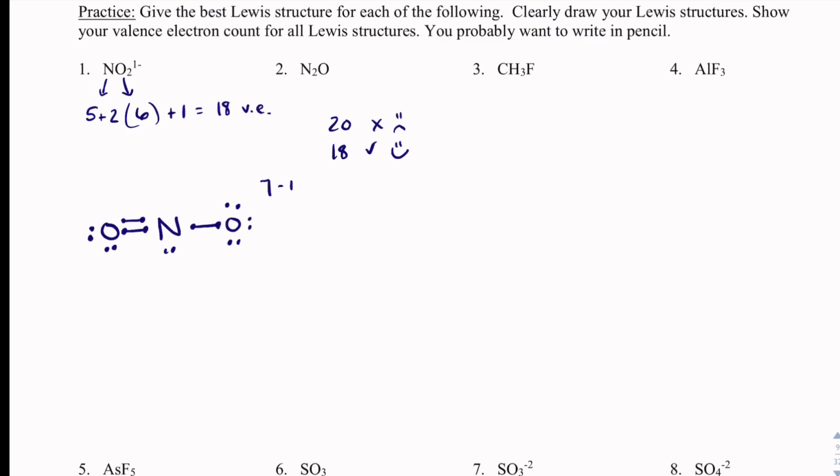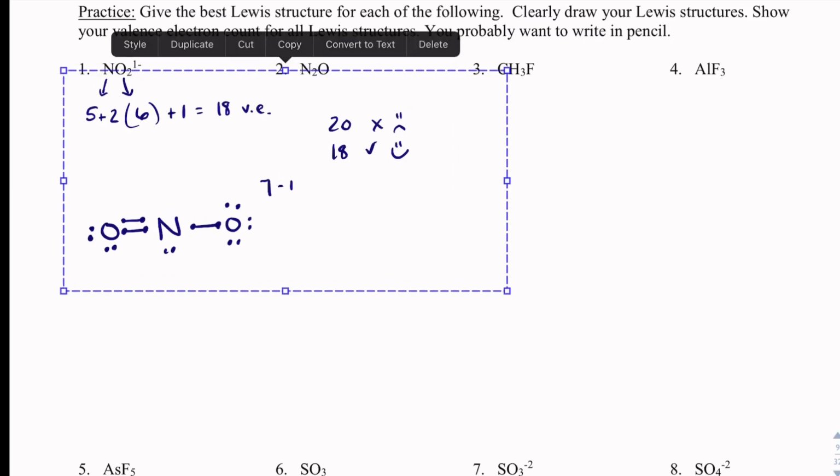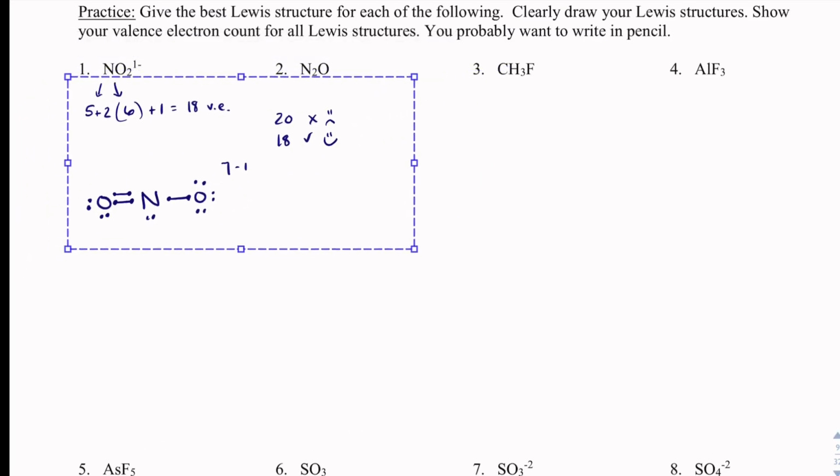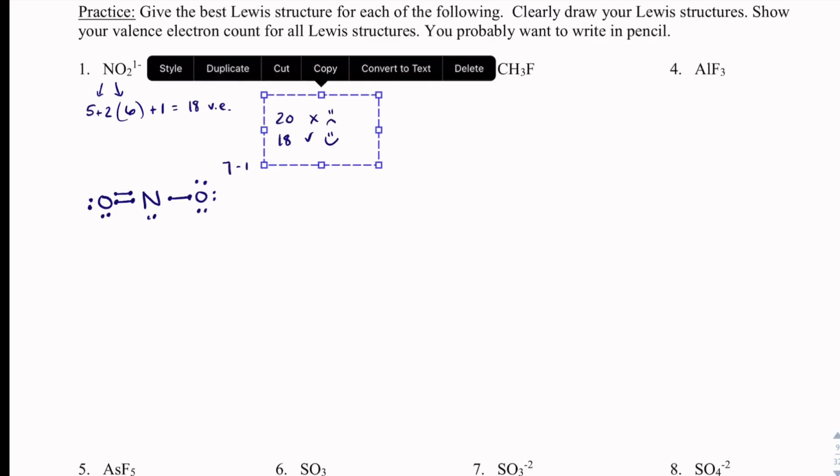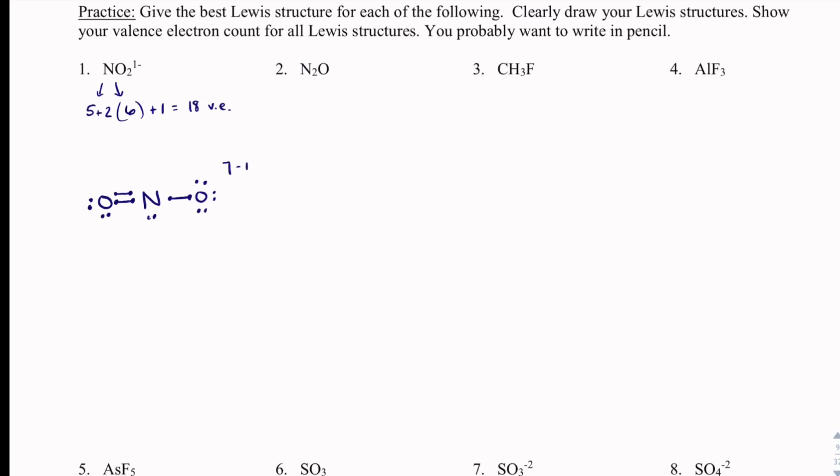Okay, let's do a few more. I'm going to just get this one out of the way. Let me just get rid of this. Okay, now we're going to count our valence electrons. We have 2 nitrogens. Each nitrogen has 5 valence electrons, plus an oxygen. So we get 2 times 5 is 10, plus 6 is 16 valence electrons.